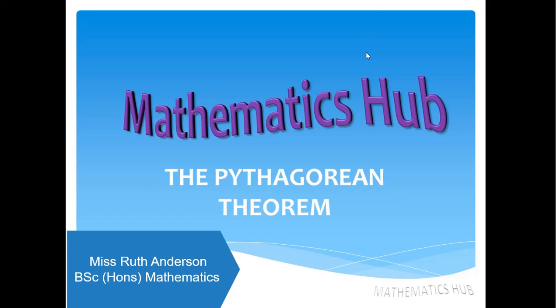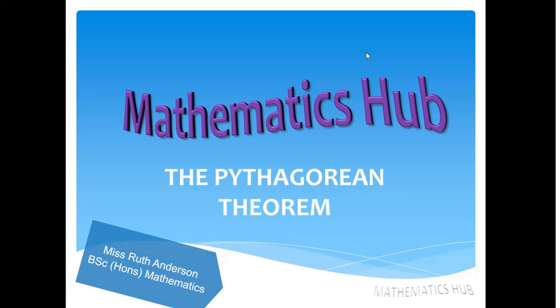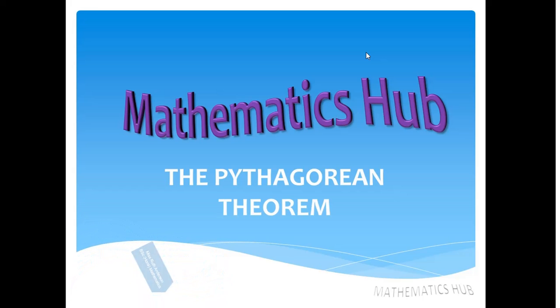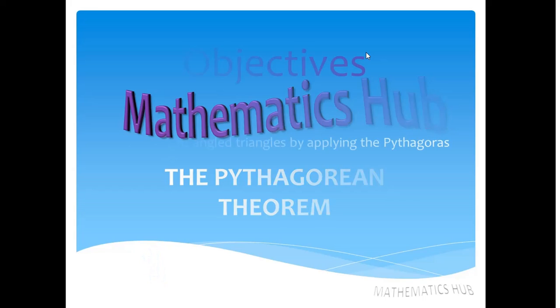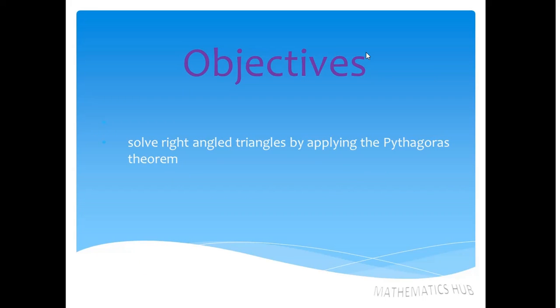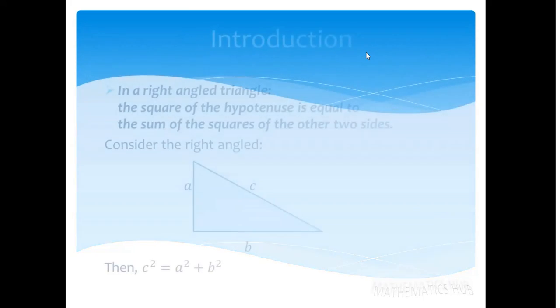Today we want to look at the Pythagorean Theorem, also known as the Pythagoras Theorem. And our objective is to solve right-angled triangles using the theorem. To start off with, let's consider this triangle.